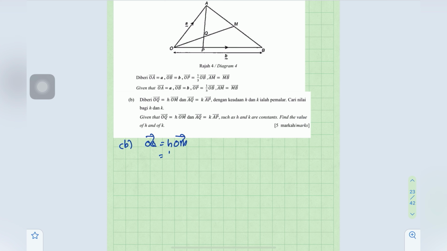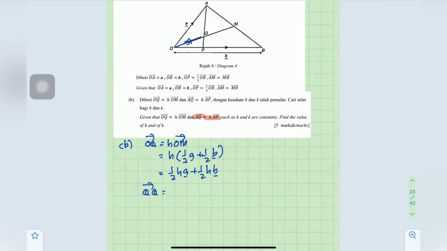So from A3, OM we already have 1 over 2A plus 1 over 2B. Okay, so we get 1 over 2HA plus 1 over 2HB. Okay, so we need to find another OQ. From the question, OQ is given in terms of AQ.